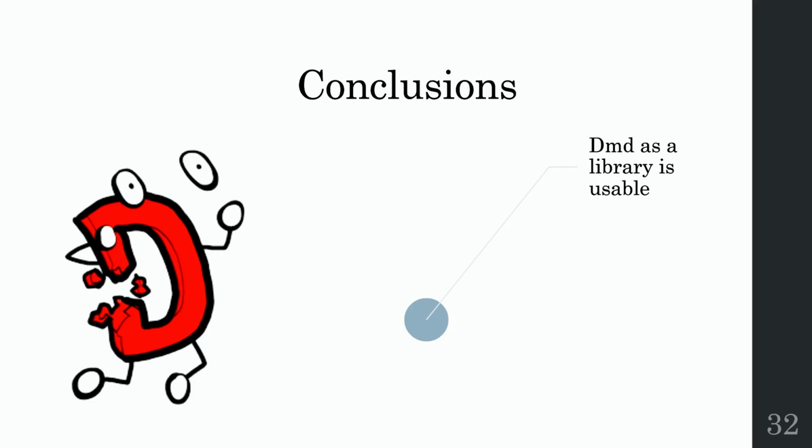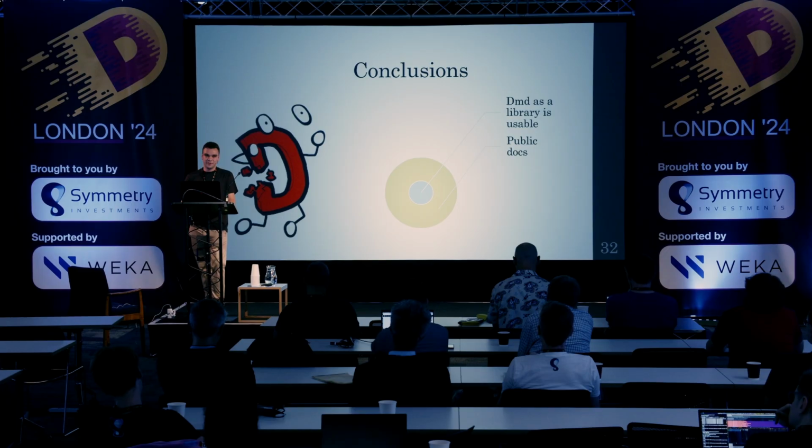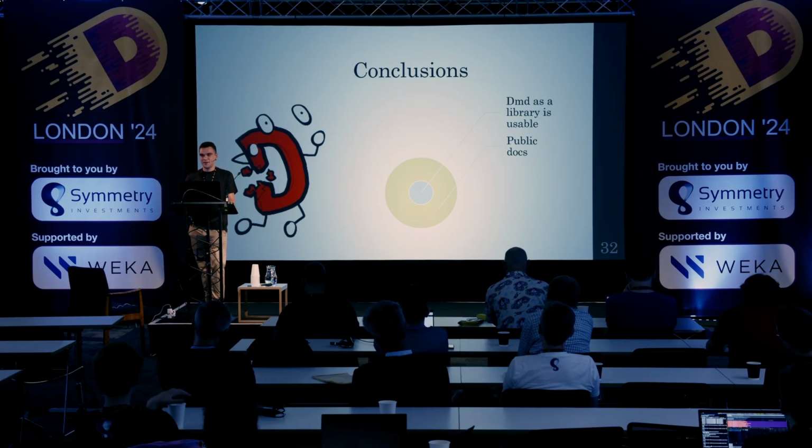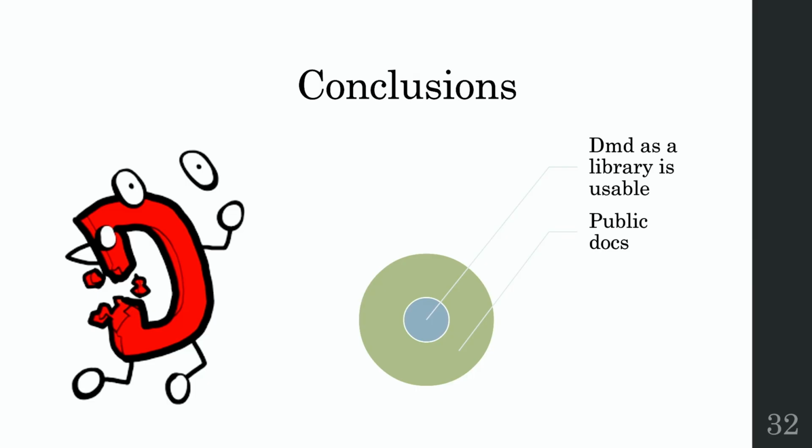Now, as for proper conclusions, DMD-as-a-library is actually usable, and the proof is this project. Obviously, it's not in a perfect state, but you can go ahead and build awesome tools with it. DMD-as-a-library could benefit a lot from public and proper documentation. At the end of the day, yeah, you can still go and search through the code and find your answers there, but it's much faster and much easier to open a public documentation page and find your answers there.